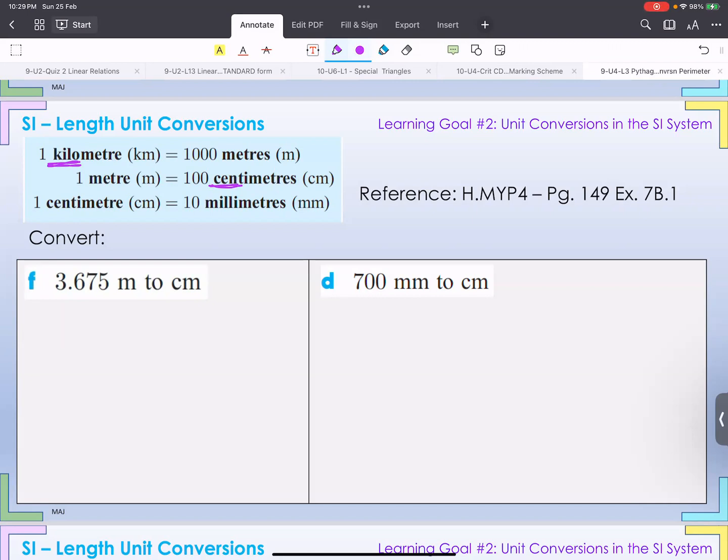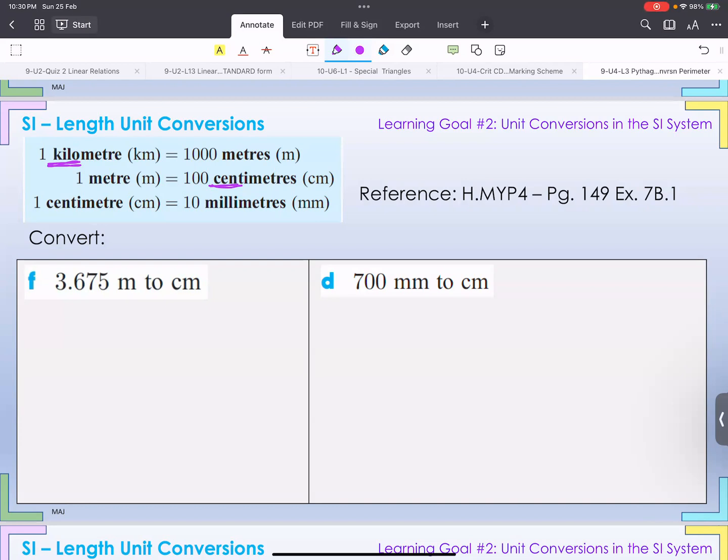Let's try the very first one. Now, you might find my method a little tedious, but stay with me. The reason I'm not just going to give you a quick answer, since most of you will probably be doing this using mental math, is so that you know how to do all kinds of conversions without getting stuck with the method, right? So 3.675 meters to centimeters.